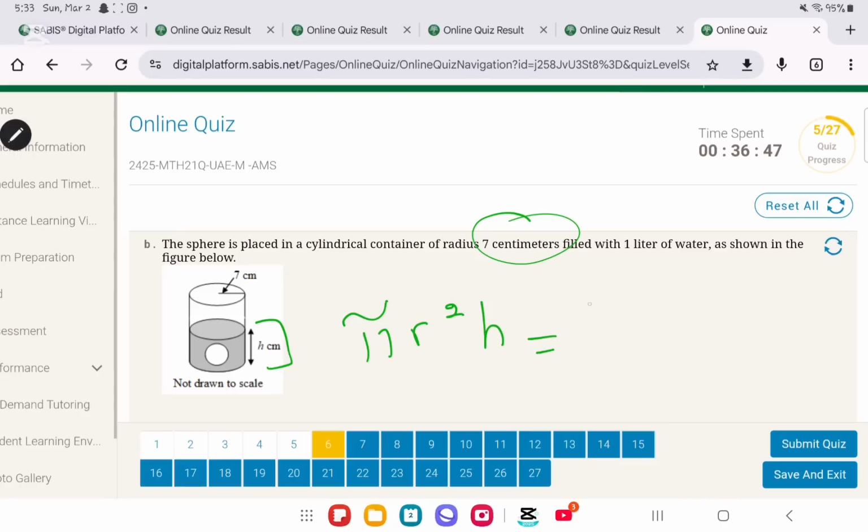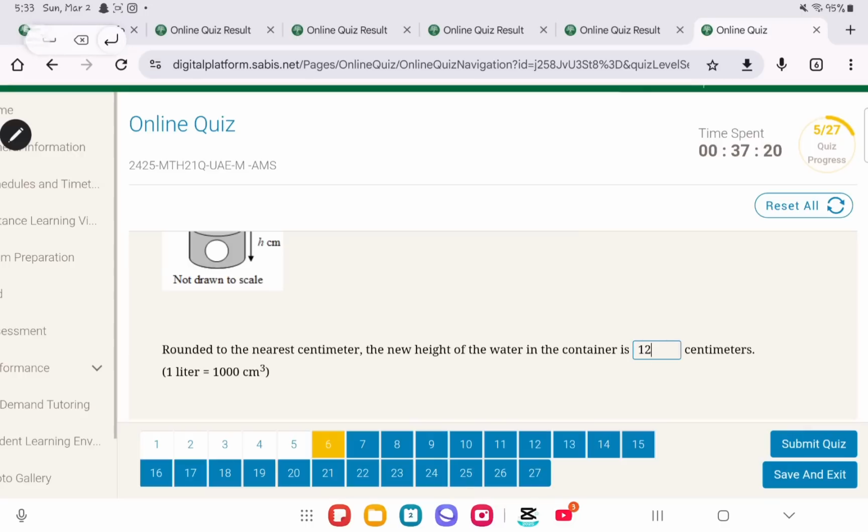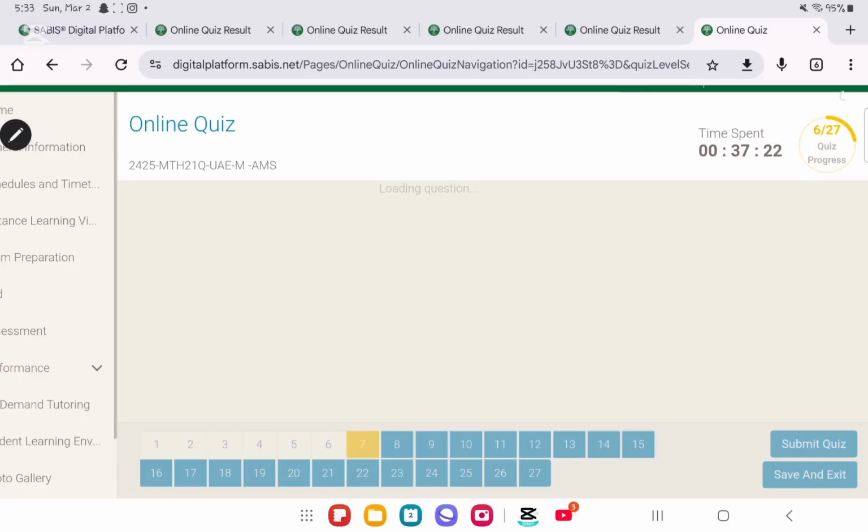Okay, so it's gonna be equal to 1904.8, and we know that the radius is 7 centimeters, so 7 squared. So it becomes 49 pi h is equal to 1904.8 divided. So 1904.8 divided by 49 pi, you are gonna get an answer of h to be approximately 12 centimeters. So you are gonna take it as 12 centimeters.